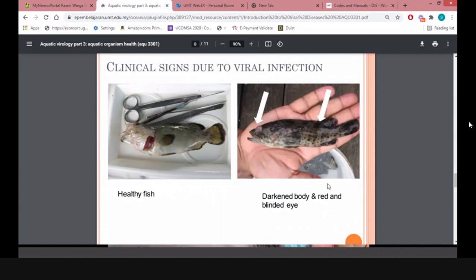So these are difference between the healthy fish. So you can see normally the grouper is white in color. So bukan saja disebabkan oleh penyakit ikan, tetapi in groupers once they are stressed, the color would change into darker color. So you can see this is a sick fish which has a darker body color, red eye and also blind eye.